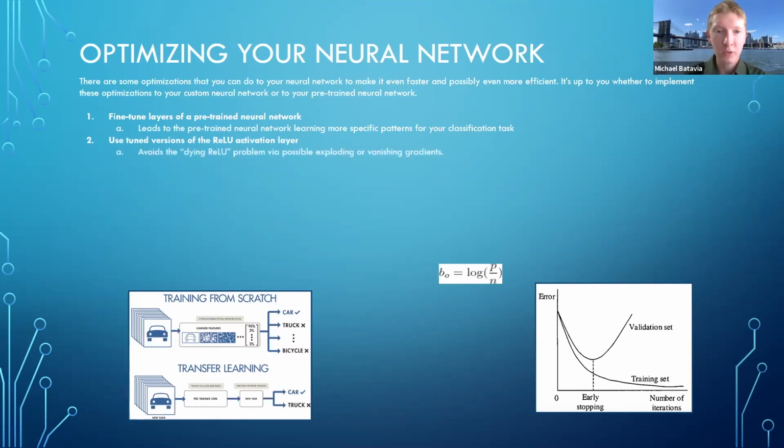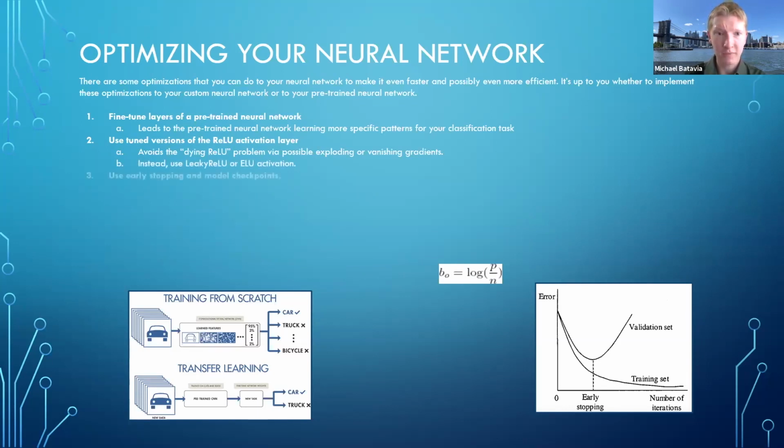You could use tuned versions of the ReLU activation layer. This is more technical. It avoids a problem called dying ReLU, which is more of a math thing, but for those mathematically inclined, if the gradient is too low, dying ReLU will just keep on printing out zeros and the model won't learn anything. I recommend you use leaky ReLU or ELU activation.